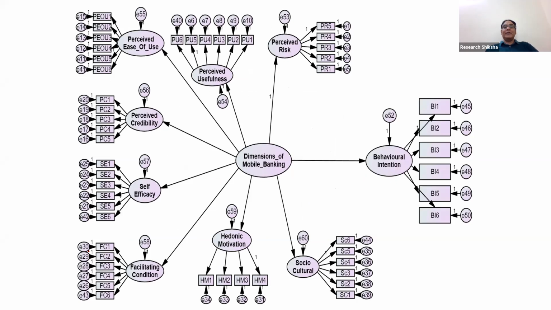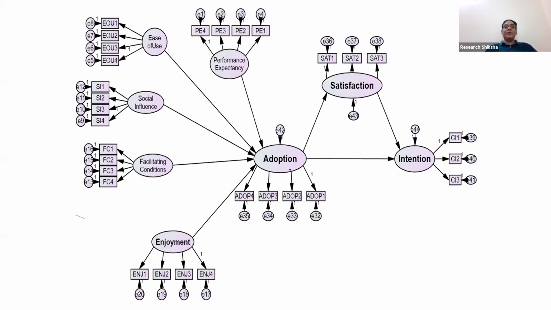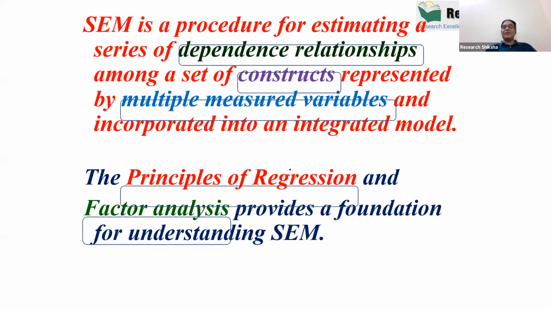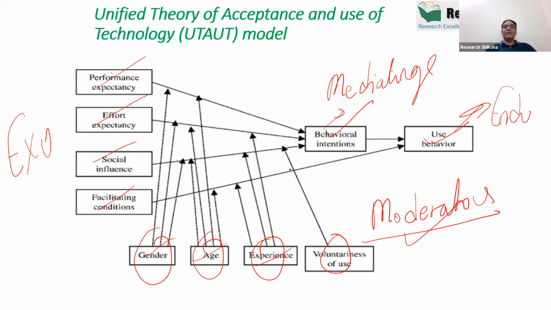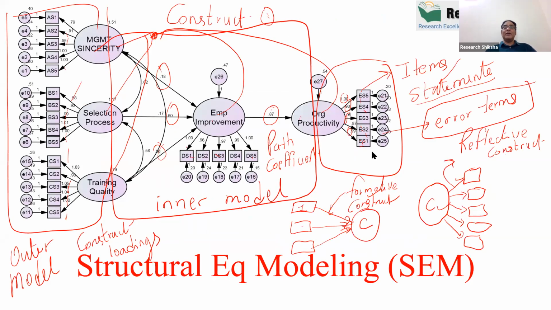We are analyzing the different factors influencing mobile banking and their impact on behavioral intention. Another thing, this is the theory of reasoned action. So all the models are based on theory, and I just show you three or four theories which are very popular nowadays.